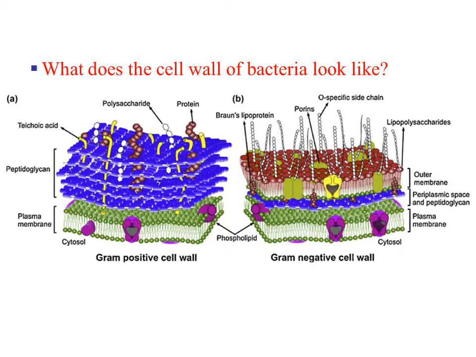In this image, we're looking at a gram-positive bacteria and a gram-negative. What we are interested in right now is the thickness of the peptidoglycan. Notice that in the gram-positive bacteria, you have about 40 layers of peptidoglycan. In the bacteria to the right, gram-negative, you only have 1 to 5 layers of peptidoglycan.